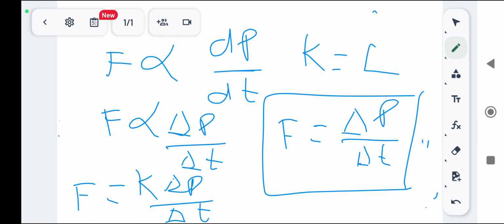So what is Newton's second law? According to Newton's second law of motion, applied force on a particle is directly proportional to the rate of change of momentum.